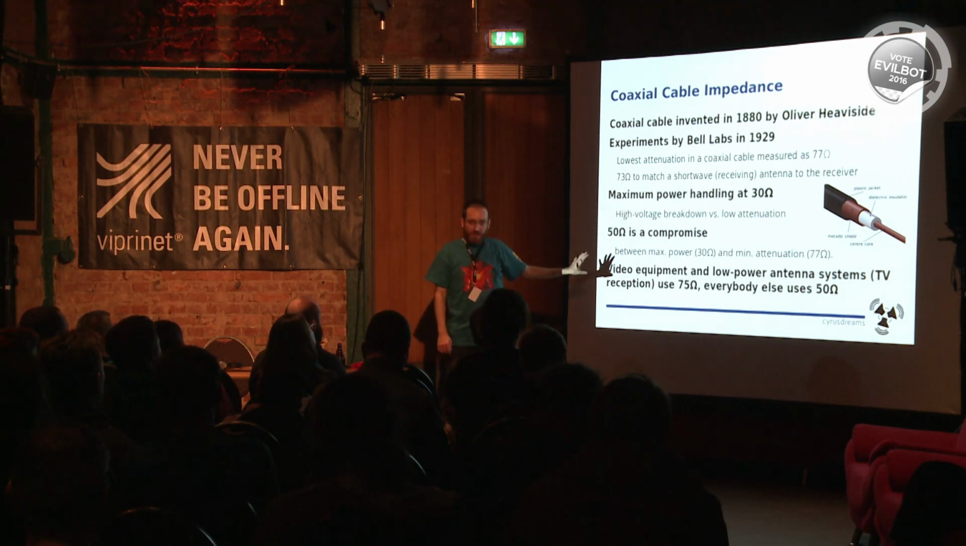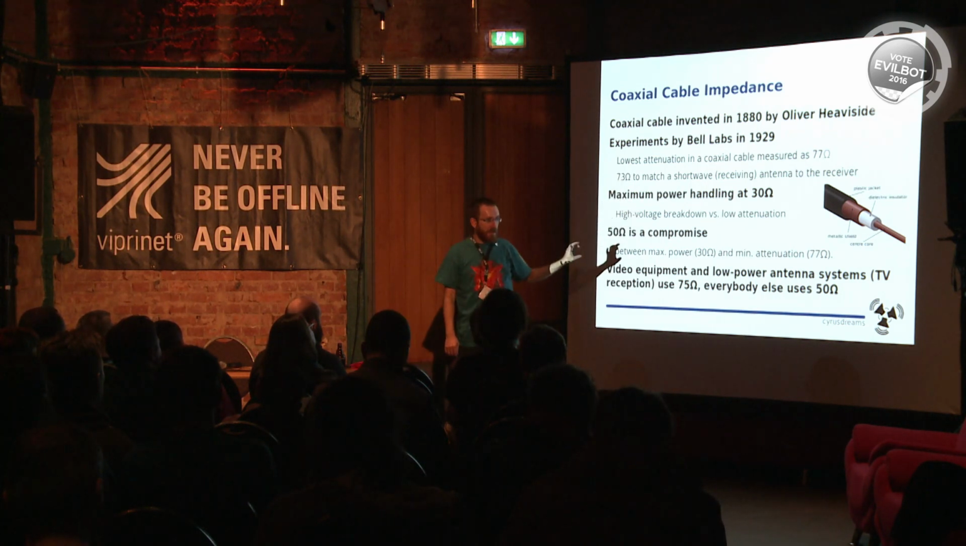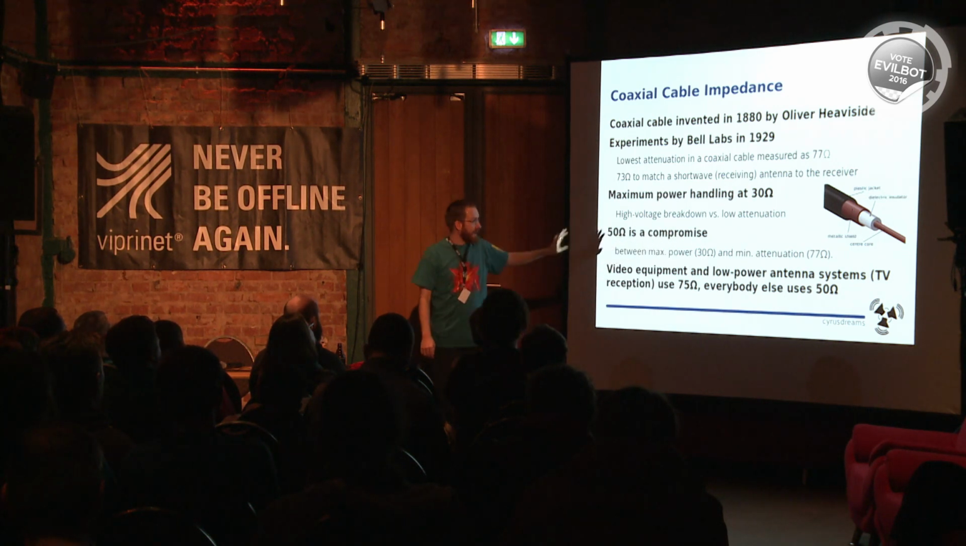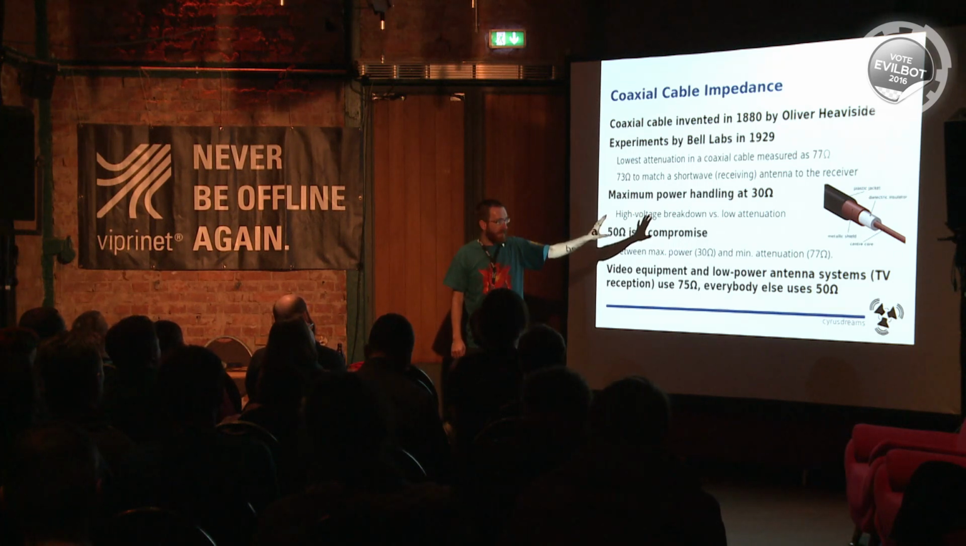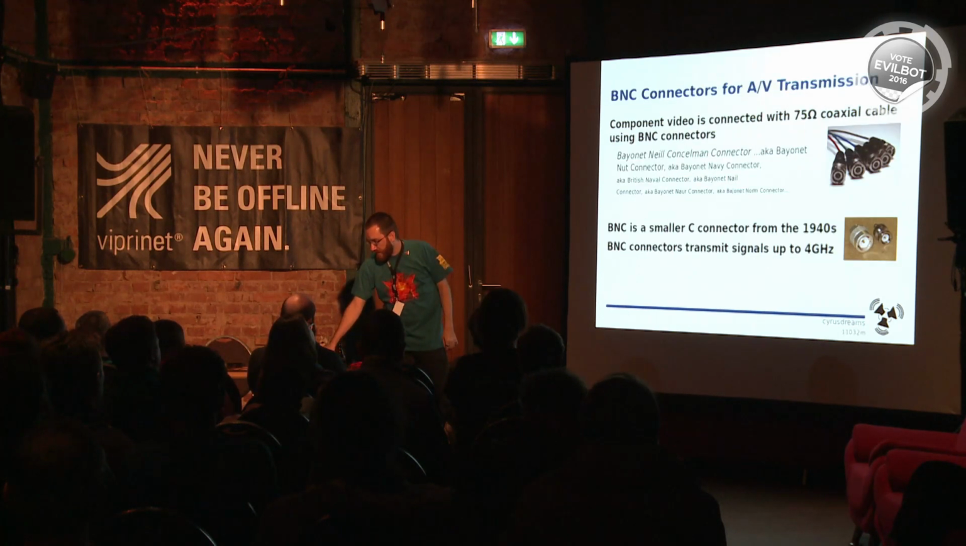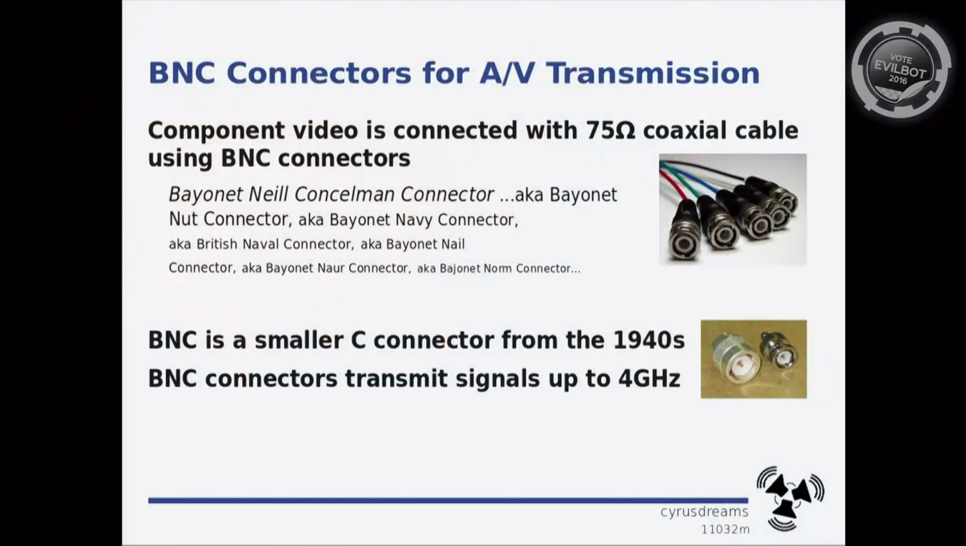And the situation today is, if you have a low power antenna that's only receiving or only using a few milliwatts, and video systems, they focus on low loss, long cable length, so they use 75 ohms. Everybody else uses 50 ohms. That is a little bit of a problem, because the cables are different and the connectors are different. So for video here, a component video was connected with 75 ohm coaxial cable with a BNC connector.